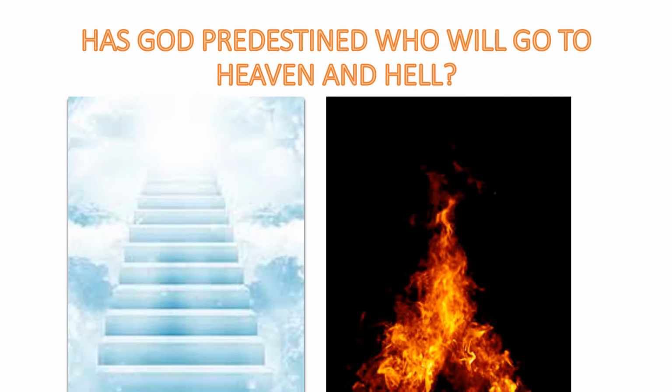The next question I'd like you to have a think about is, has God predestined who will go to heaven and hell? Now, this question rests on a couple of assumptions. We do this a lot in religious studies A-level. We ask questions that assume that God exists. We do debate the existence of God and the non-existence of God as part of the course. But for the purposes of this question, let's just assume God does exist, and let's also assume that he's all-knowing.